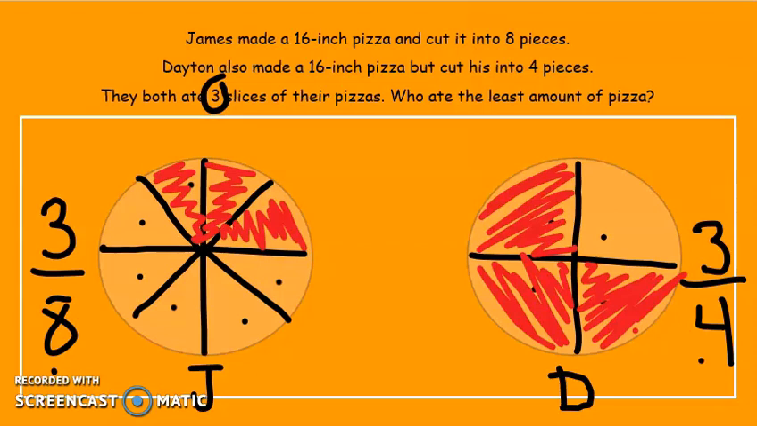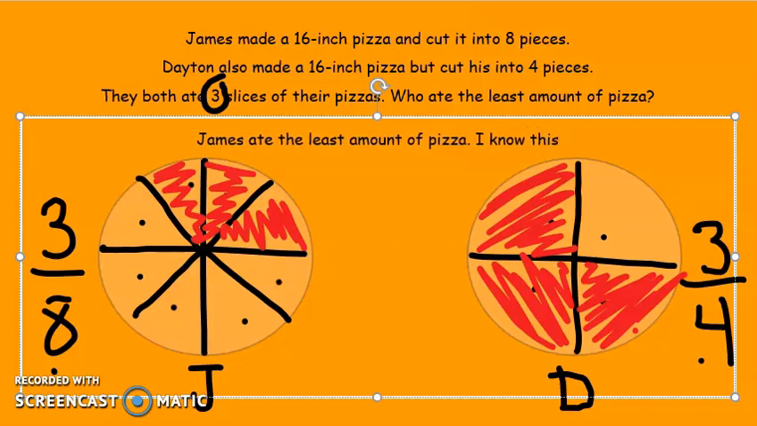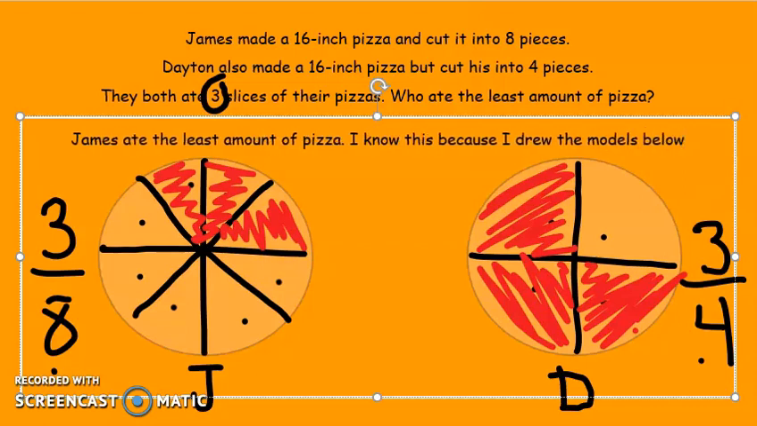So looking at our models, I think we could probably come back up to the top and explain our answer. Take my drawing tool off first. So I'm going to say up here, James ate the least amount of pizza. Then I'm going to explain my answer. I know this because I drew the models below.